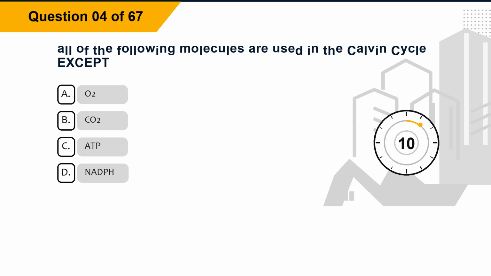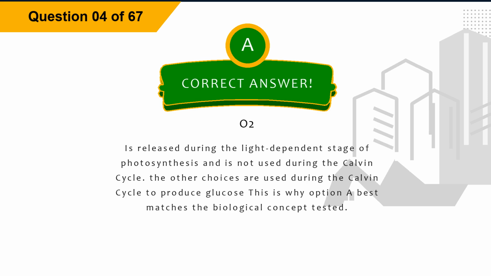Question 4. All of the following molecules are used in the Calvin cycle except: Option A, oxygen. Option B, CO2. Option C, ATP. Option D, NADP. The correct answer is option A, oxygen.